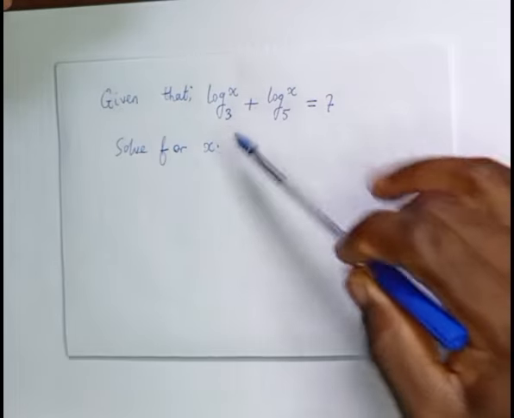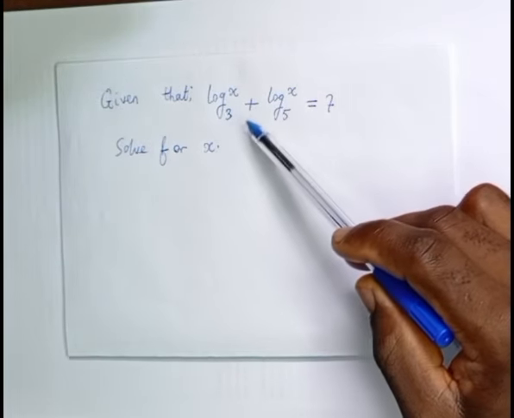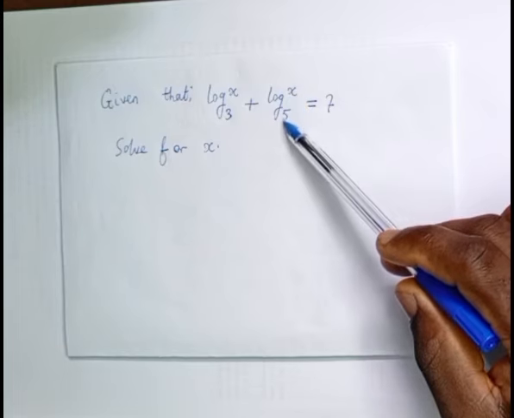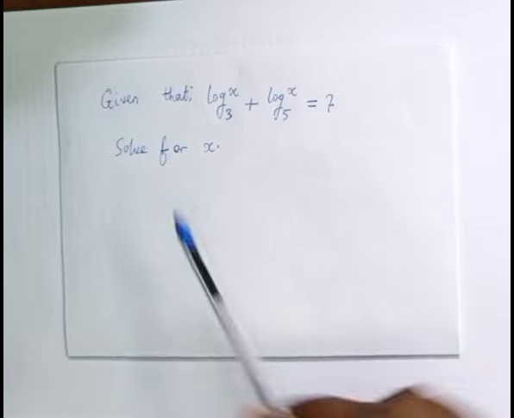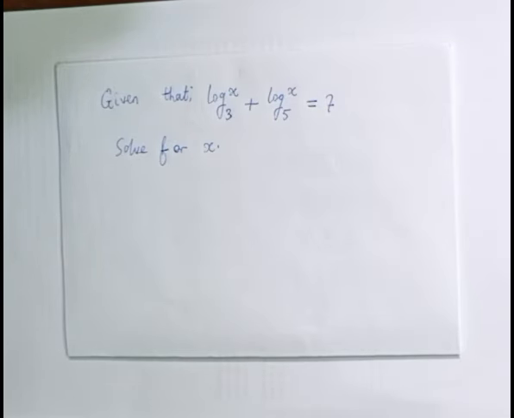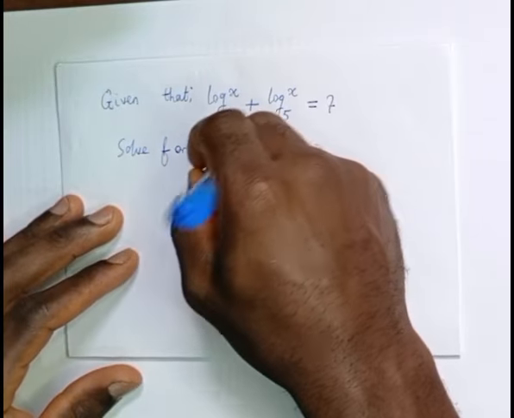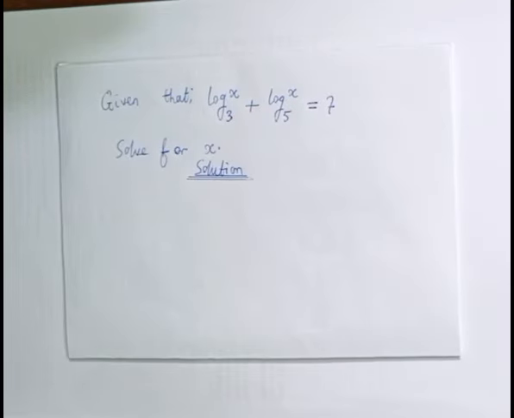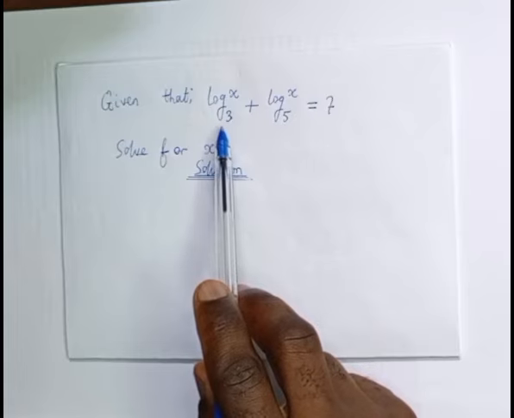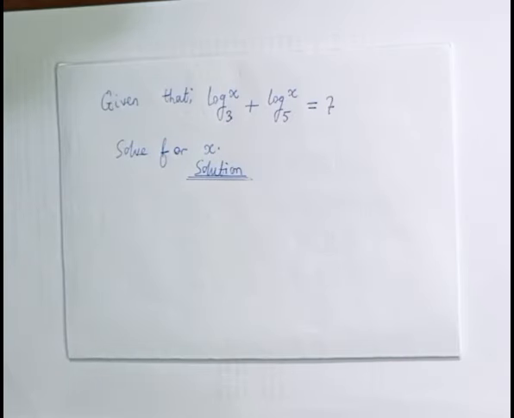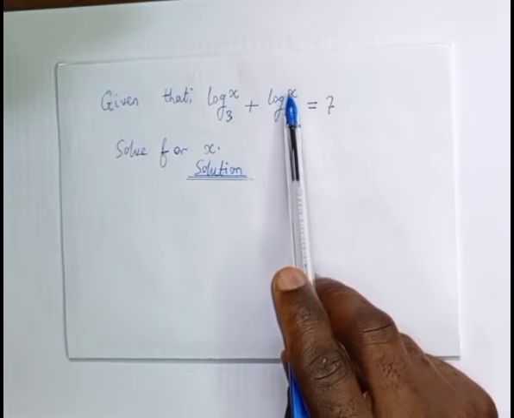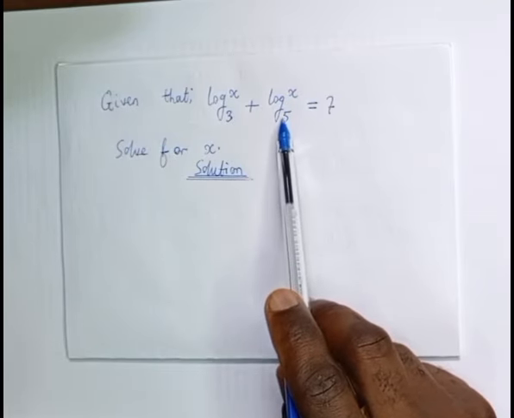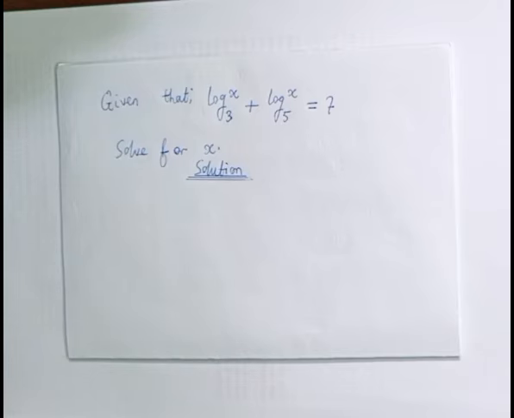Given that log x base 3 plus log x base 5 is equal to 7, we are to solve for x. We take the solution. First thing, we are going to start by changing the base of log x base 3 to a new base of 5, or we change the base of log x base 5 to a new base of 3.